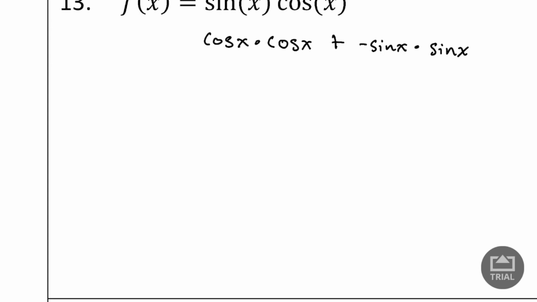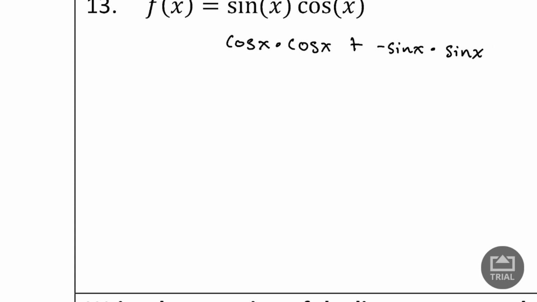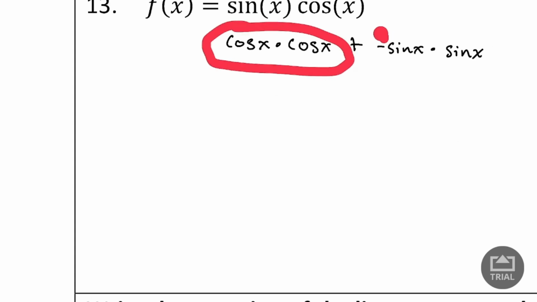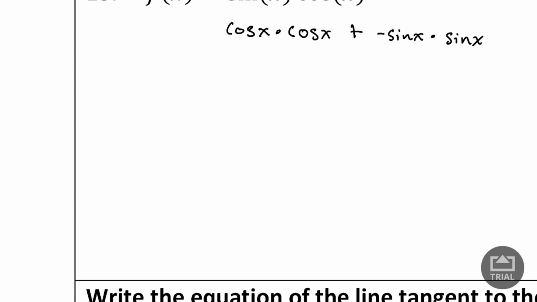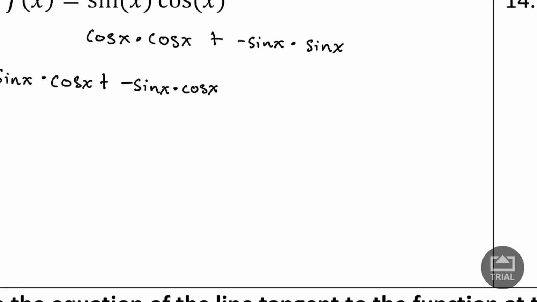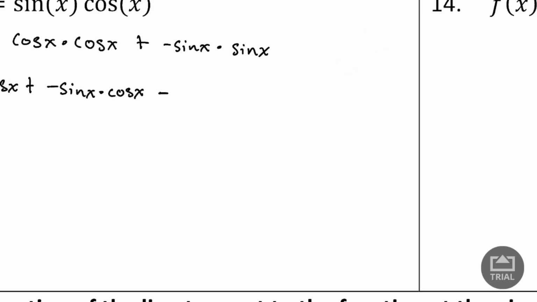Now we're going to find the second derivative of all of this. So first of all, we're going to do the product rule of this and then this. So cosine, it's going to be negative sine x times cosine x plus, same thing, negative sine x times cosine x. Now here we're going to do negative cosine x times sine x plus cosine x times negative sine x.